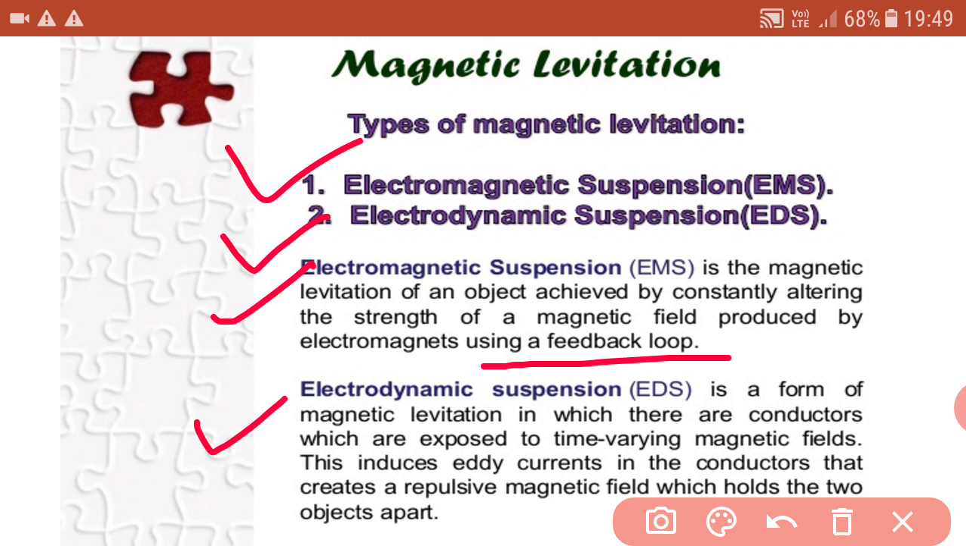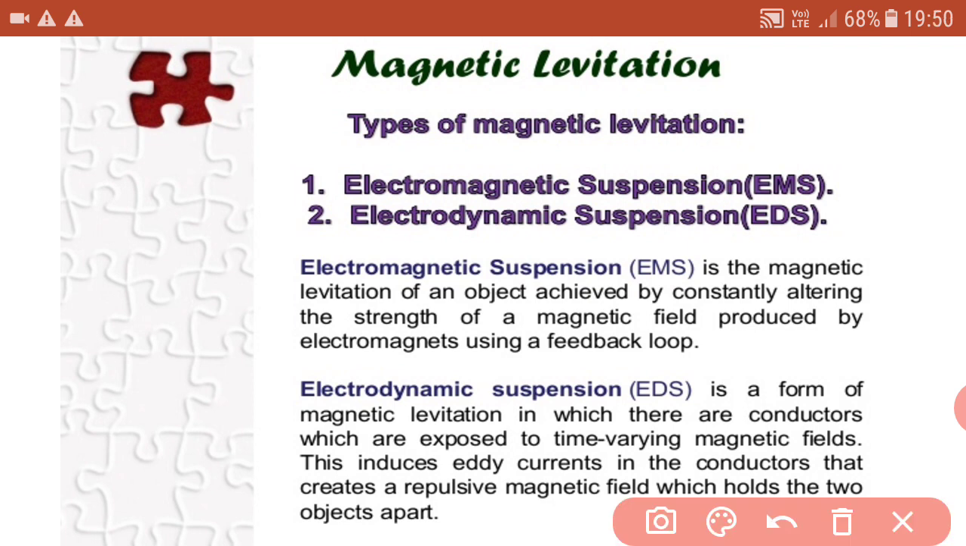And the second type is electrodynamic suspension, in short form known as EDS. Electrodynamic suspension is a form of magnetic levitation in which conductors are exposed to time varying magnetic fields. Here the word used is dynamic, and we know that a dynamic system has time variation. So in this case, conductors are exposed to time varying magnetic fields.